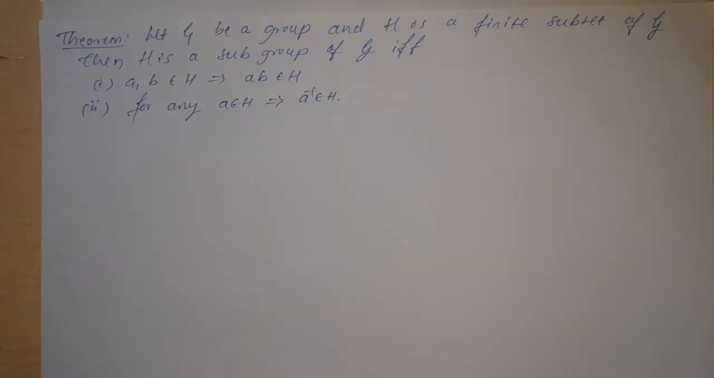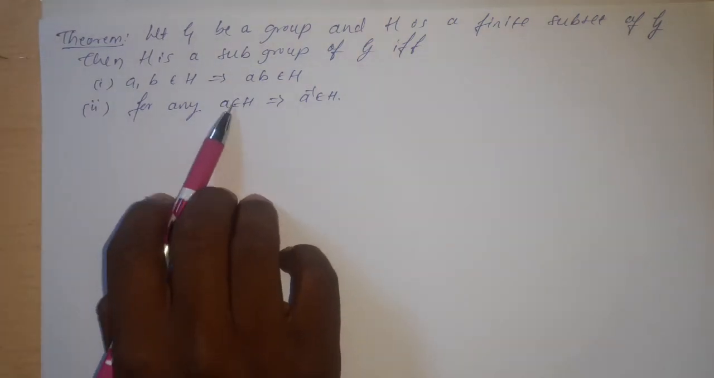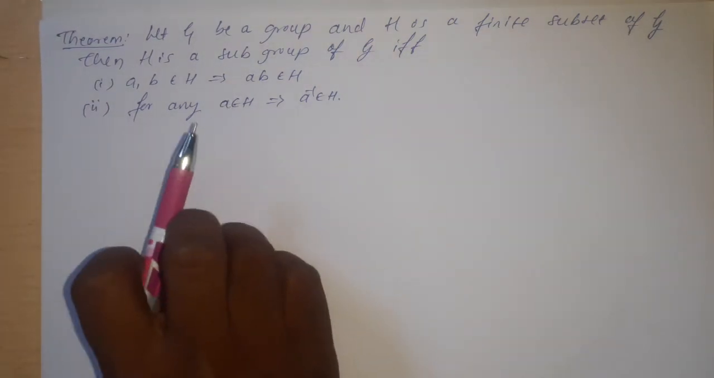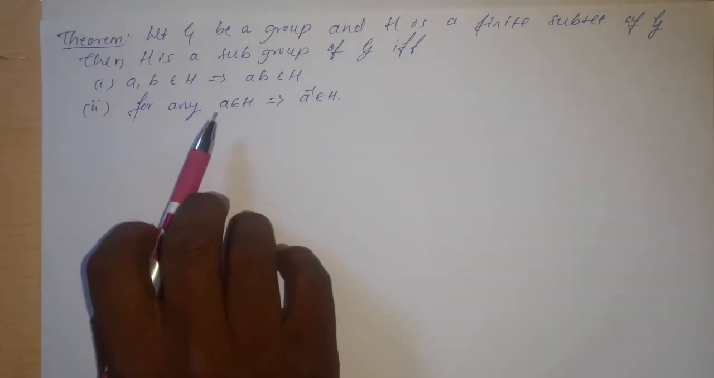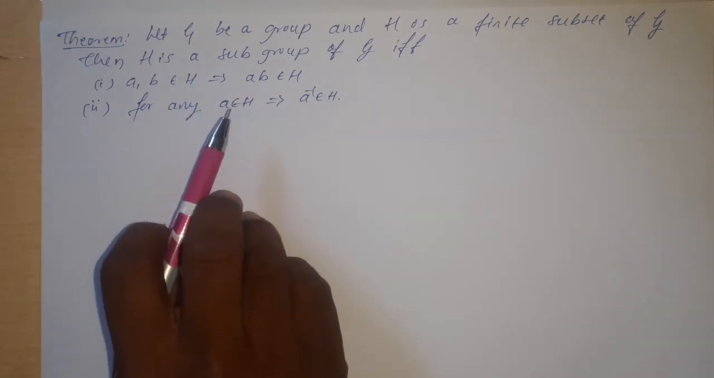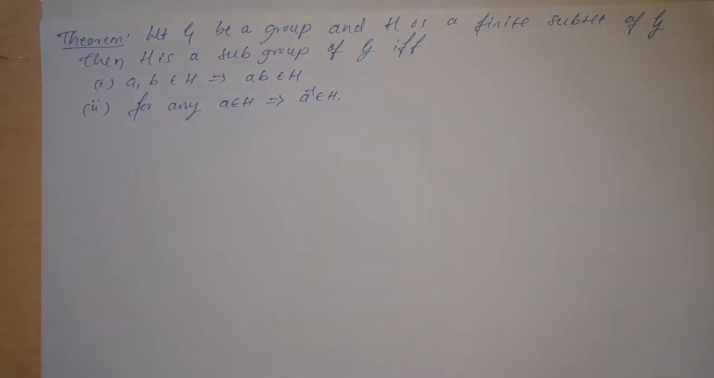So here it is given that G is a group. Group means G has already satisfied all the four properties: closure law, associative law, identity and inverse. And H is a subset of G. Then we need to prove that H is a subgroup if these two conditions are satisfied, and in the next part, if these two conditions are satisfied, then H is a subgroup.